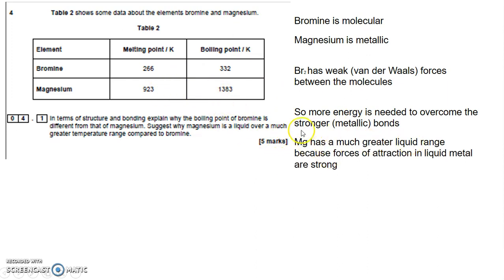So magnesium has a greater range. It's a liquid for a longer temperature range. It's a liquid when it melts and then starts to boil. That's a large temperature range. It's a liquid for a long time over a large range of temperatures, and that's because in the liquid metal the force of attraction and metallic bonds are still strong. They're strong in a liquid metal.